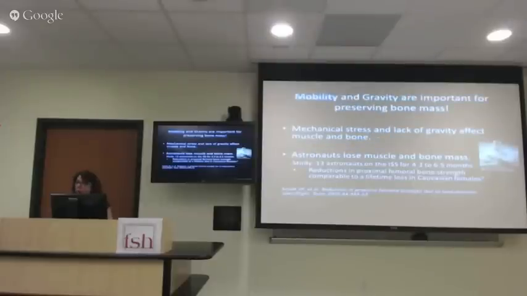So mobility is important, and so is gravity. Mechanical stress and lack of gravity affect muscle and bone, and we've learned a lot from the space program. We've learned that astronauts lose a tremendous amount of muscle and bone when they're in space. There's an interesting study. They looked at 13 astronauts on the International Space Station for about 4 to 6 months, and they had a reduction in their hip bone strength in this period of time, 4 to 6 months, comparable to a lifetime as seen in Caucasian females. So gravity is very important.